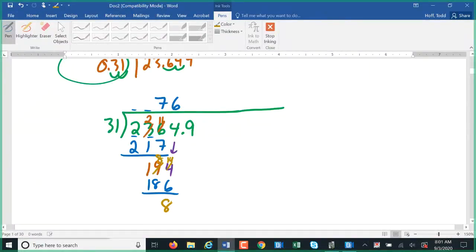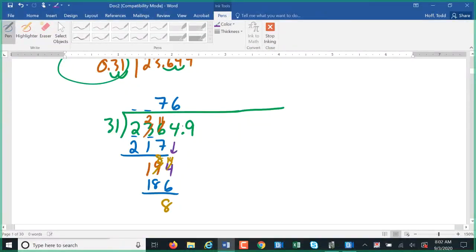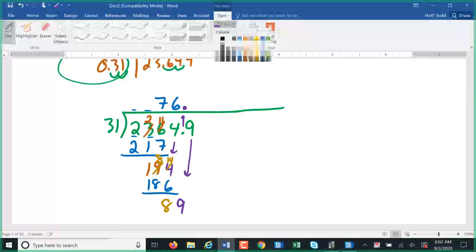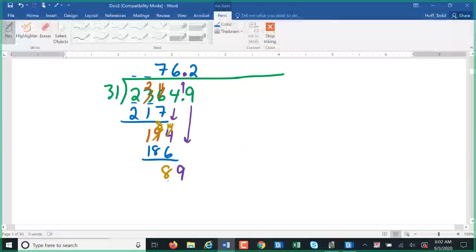You have 8. Now, before we bring down the next digit, we do have to move that decimal point straight up before we cross the decimal point. Now we'll bring down the 9. 31 into 84 goes twice. 2 times 31 is 62. 27.